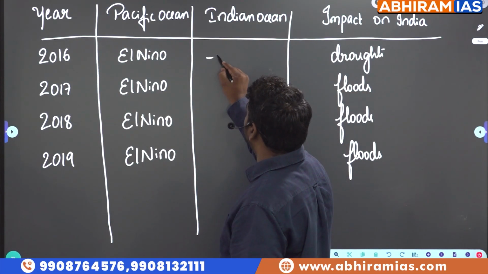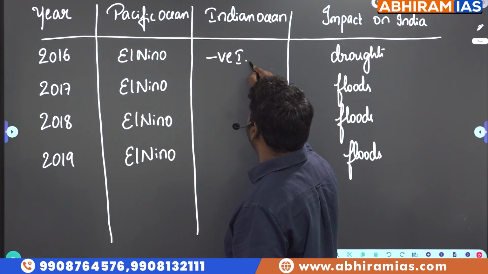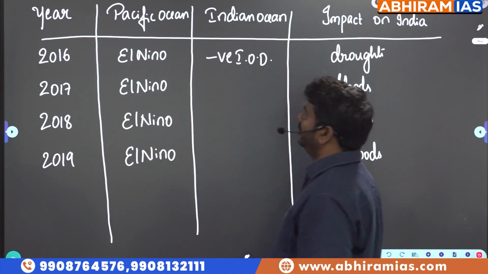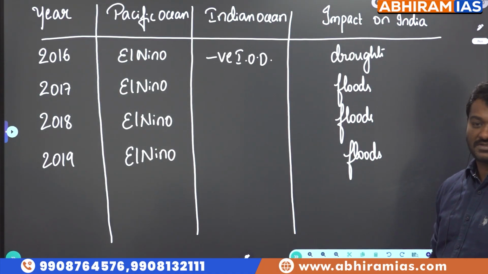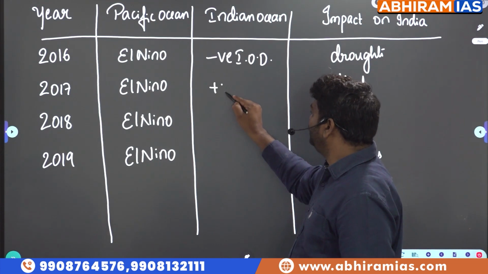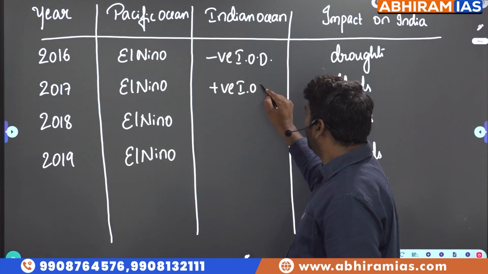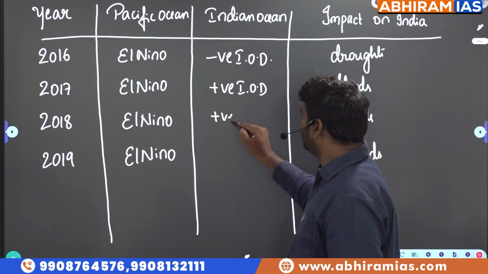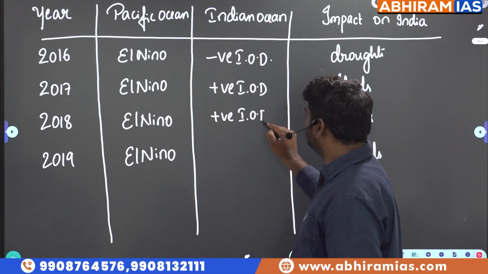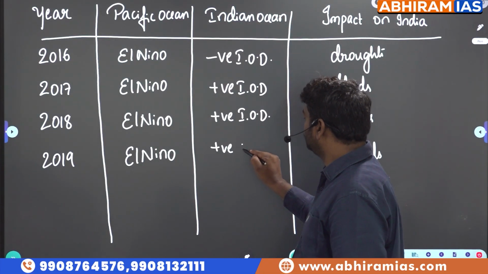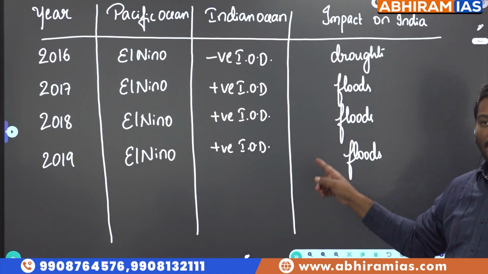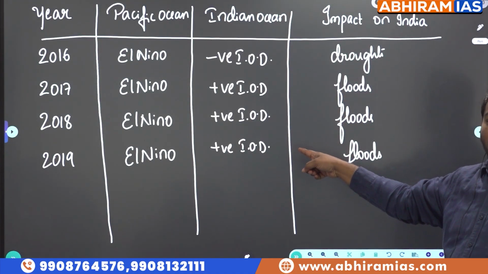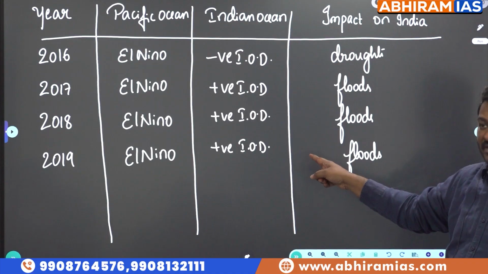Guys, we had negative IOD in 2016. That is the reason India got droughts. After that, continuously we had positive IOD. Whenever Indian Ocean has positive IOD, can you see floods?